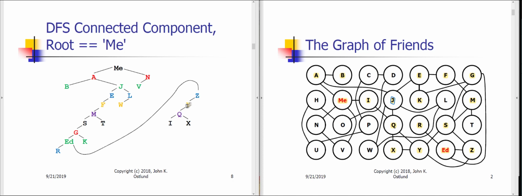From there, we visit Y, Q, I, backtrack to Q and visit X. Then we have to backtrack all the way up to G and visit K. Backtrack up to M and visit T. Backtrack to J and visit L and W. And finally, we end up backtracking all the way up to me and visit N and V.